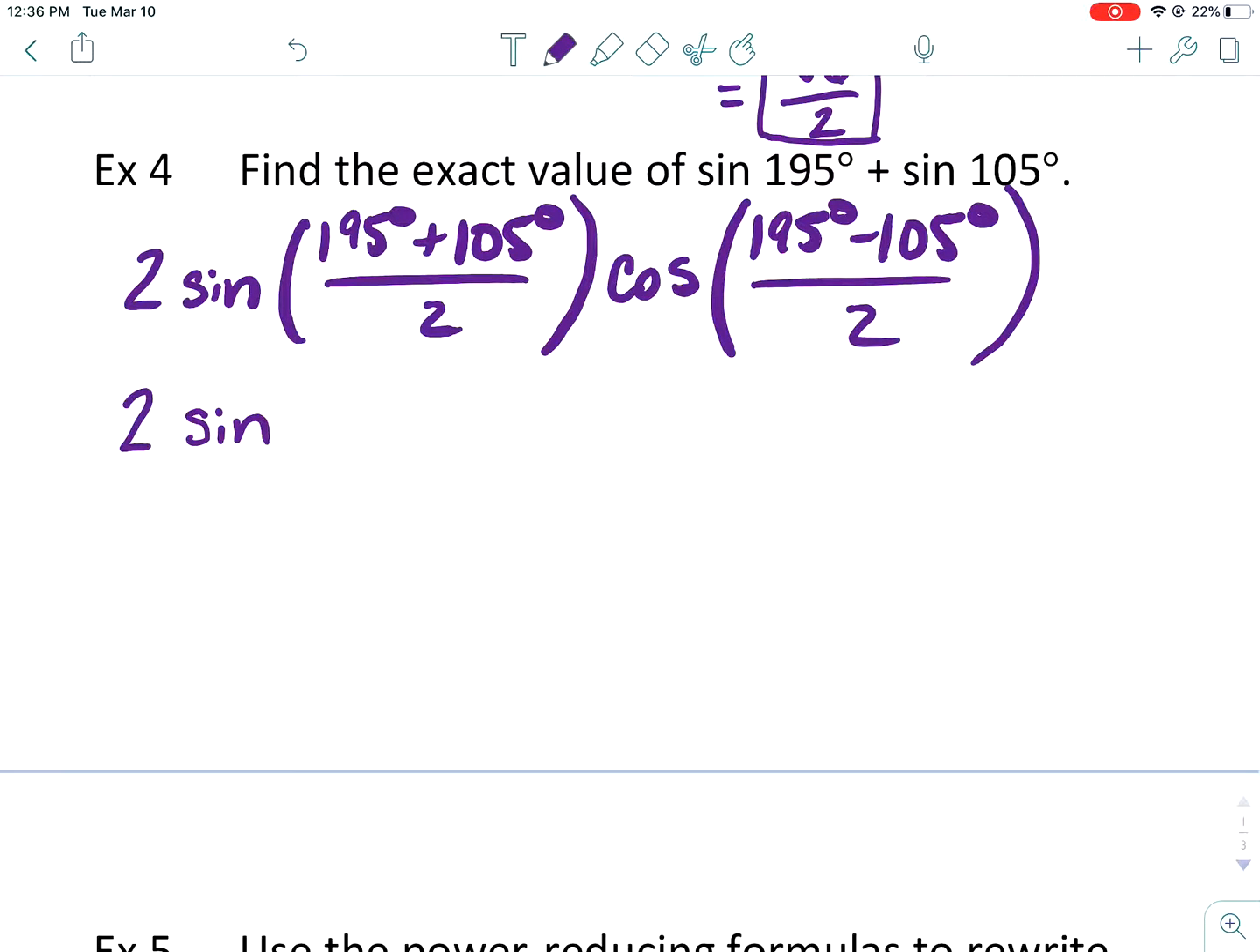All right, so that's just using the formula to replace U and V with 195 degrees and 105 degrees. Then we can add and divide by 2. So we add, we get 300 divided by 2, 150 degrees. Subtract, get 90 divided by 2 and get 45 degrees. Are these special? 150 degrees and 45 degrees?